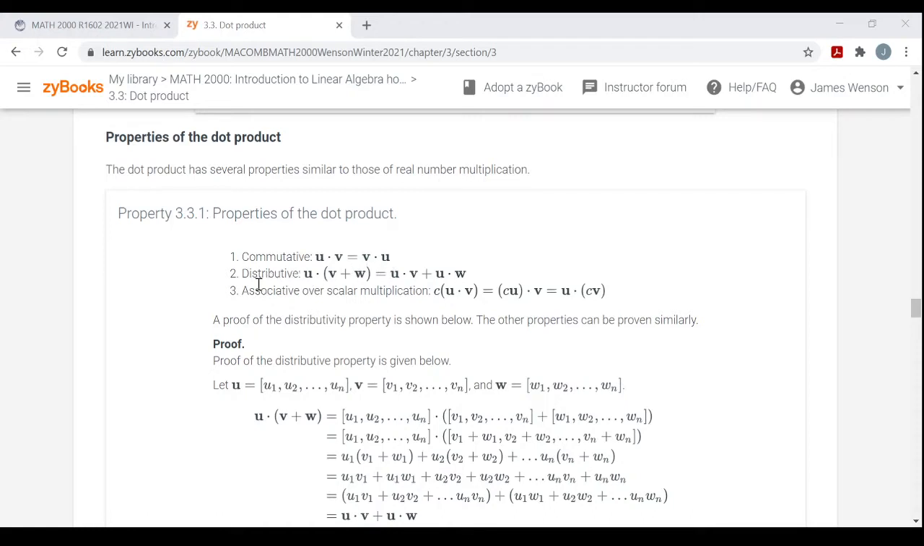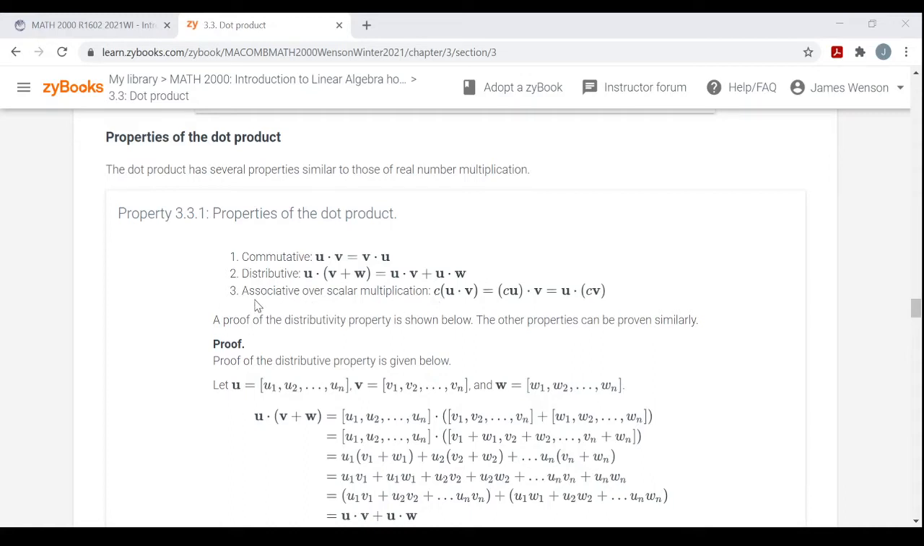The dot product is distributive over vector addition. Right? You can distribute a dot product over vector addition or subtraction. So u dot the quantity v plus w would be exactly the same as u dot v plus u dot w.